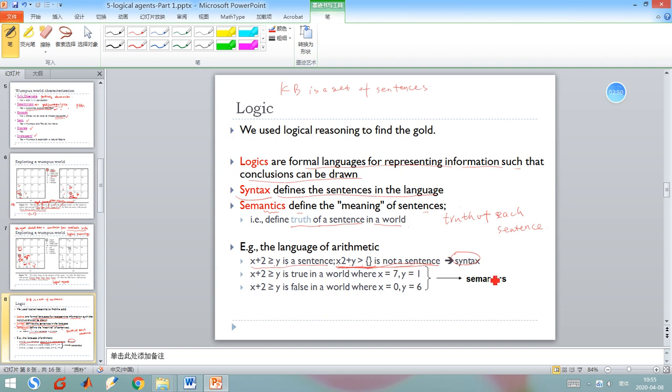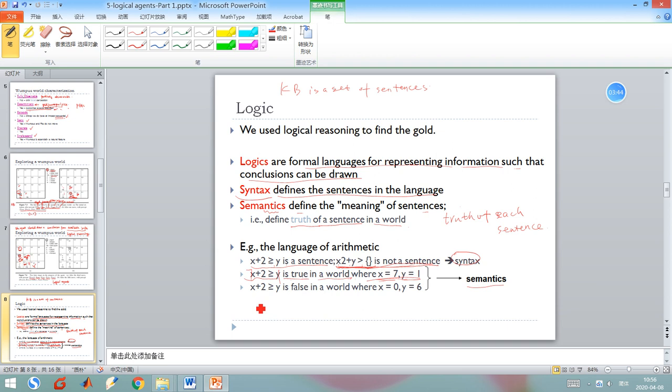And then we come to understand the semantics of a sentence. The summation of x and 2 is greater than or equal to y, and this is true in a world where x is 7 and y is 1. It means if x is assigned the value 7, then 7 plus 2 is 9. 9 is of course greater than 1. So this inequality holds based on this assignment. This assignment is called a world. Under this assignment, the semantic is true. The truth value is true.